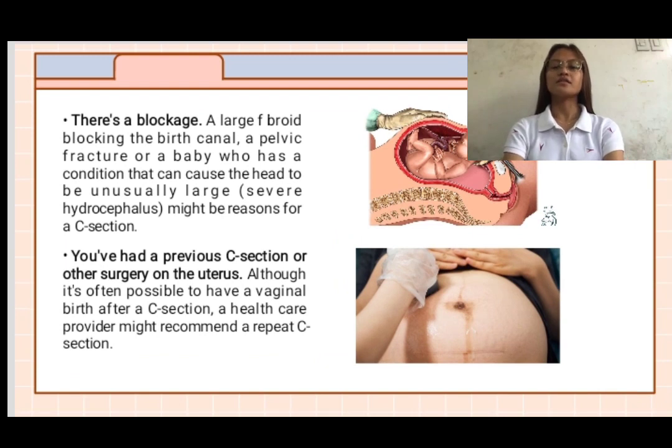A blockage, a large fibroid blocking the birth canal, a pelvic fracture, or a baby who has a condition that can cause the head to be unusually large, severe hydrocephalus, might be reasons for a cesarean section.